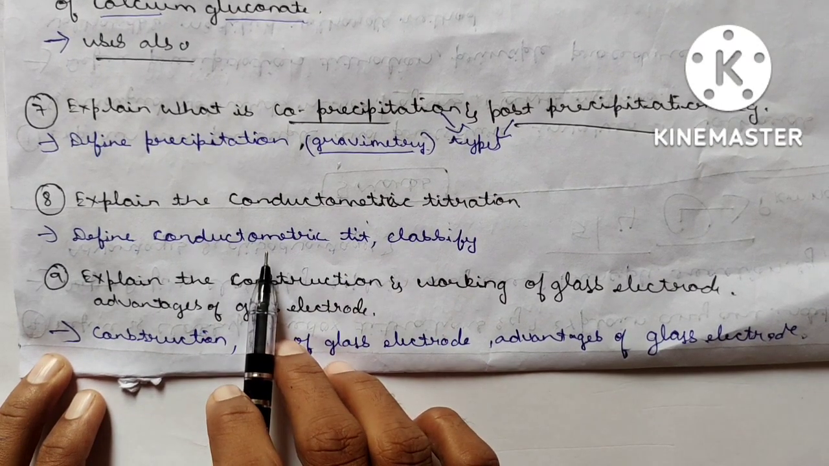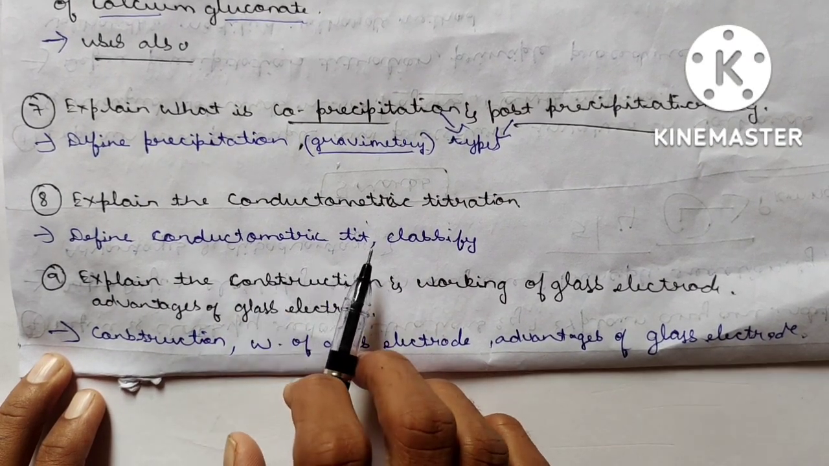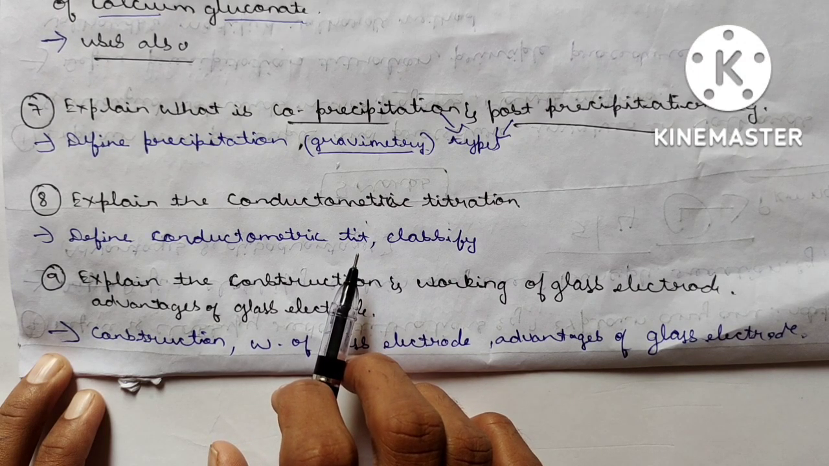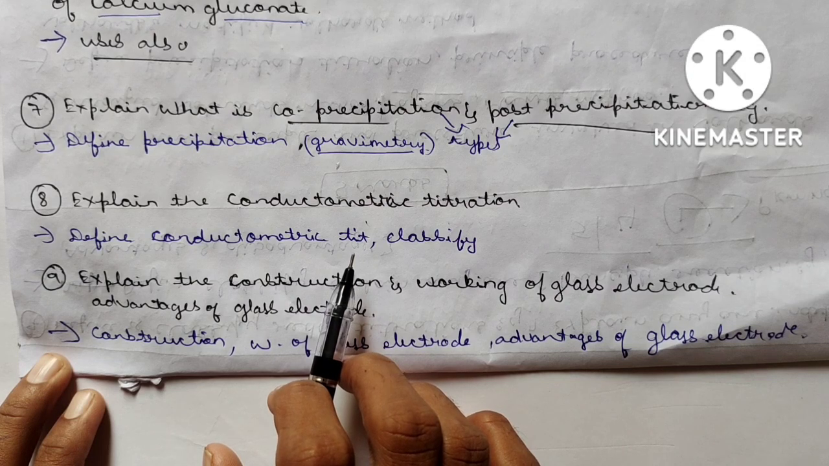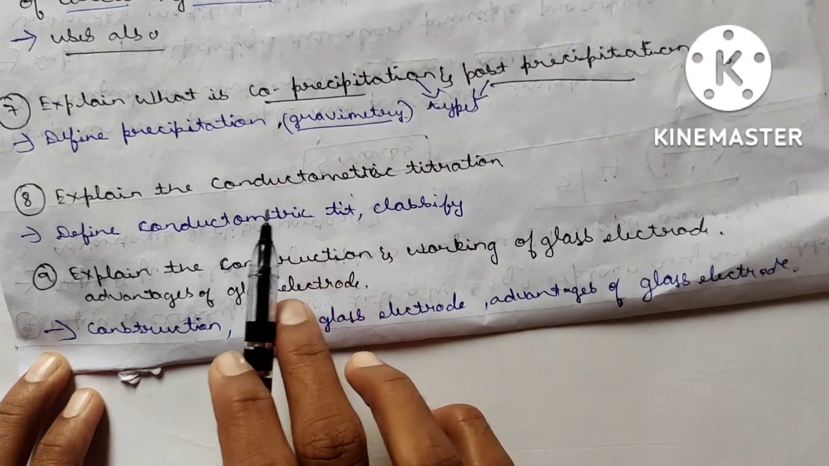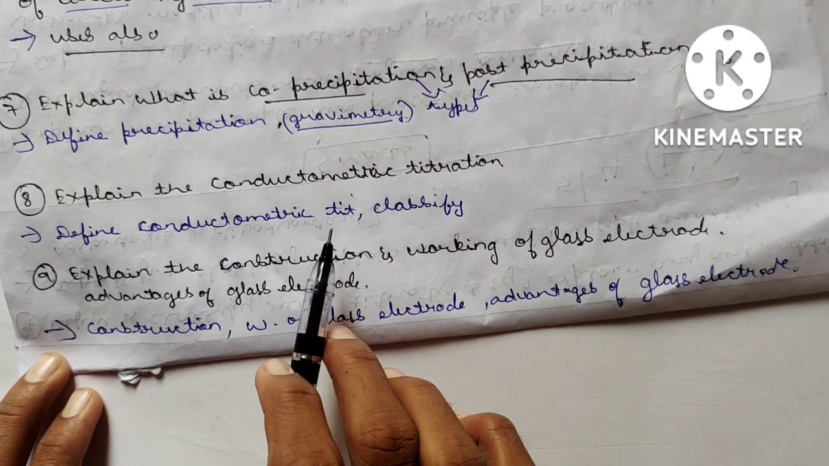Then: explain conductometric titration. Define conductometry, very simple. Classify the conductometric titrations. Conductometric titration is related to the neutralization curves of acid-base titration; both have a similarity, like strong acid with strong base, weak acid with strong base, strong acid with weak base, and weak acid with weak base. You have to write all 4 titrations. But sometimes they will ask you to write the conductometric titration of strong acid and strong base.